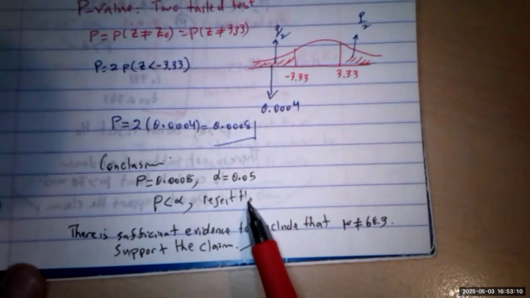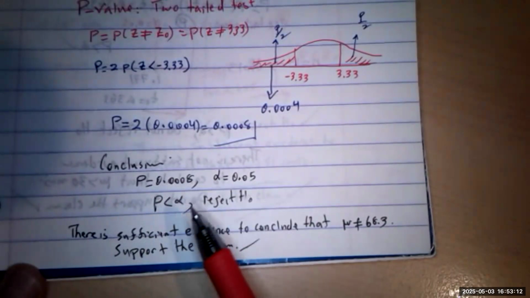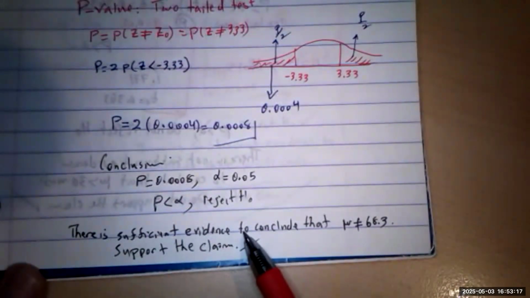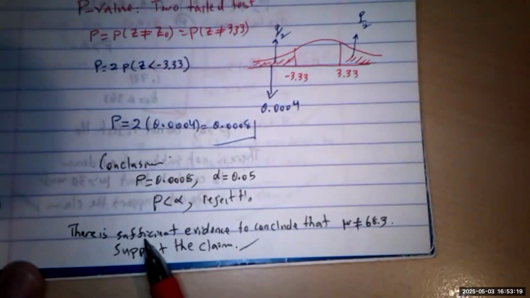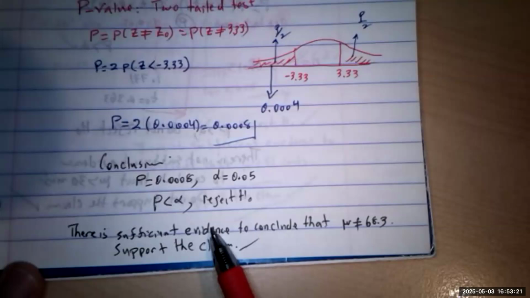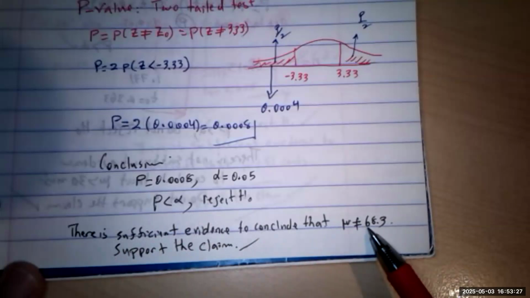Now, if you reject H naught, this means you believe in H1. So you have to write something nice about the H1. So there is sufficient evidence, because you are going to support the H1. There is sufficient evidence to conclude that the mu is not equal to 68.3. So this time you're going to support the claim. Based on this information, you are going to arrive at this conclusion.